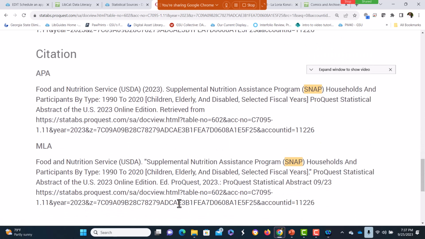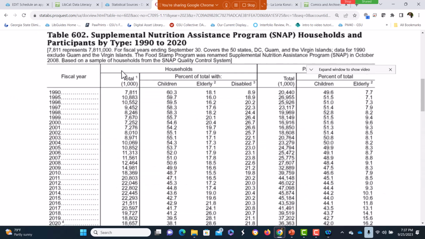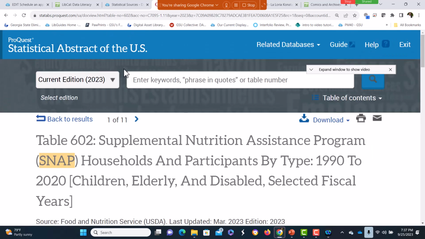But also, if you put this in the paper, it gives you the citation format for APA and MLA, which, I don't know about you, if I don't know how to cite something, I may not use it in my paper. So here it actually gives that to you. Just copy and paste. And then you can actually download the table if you want.